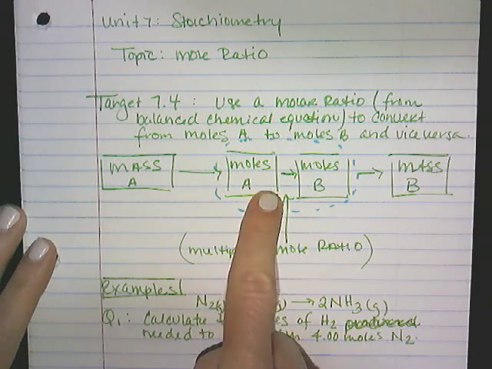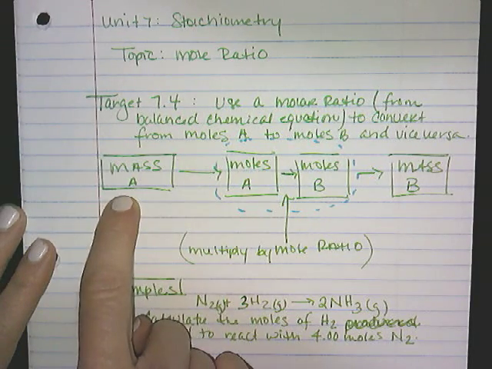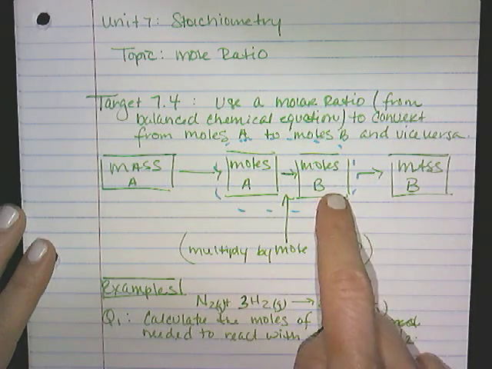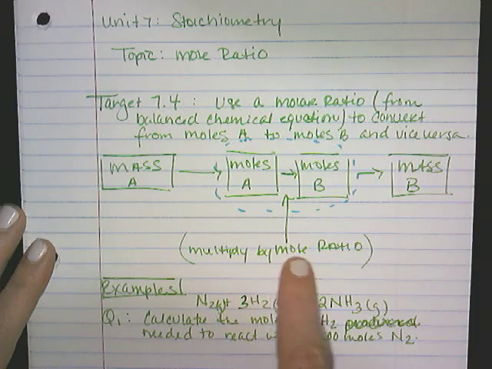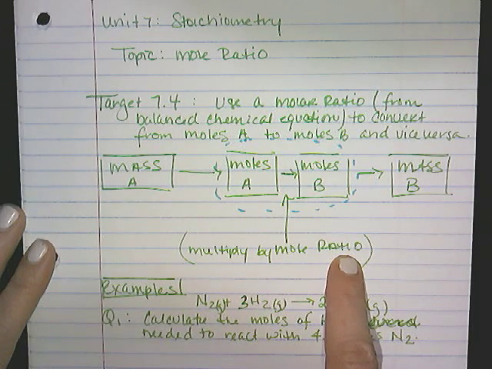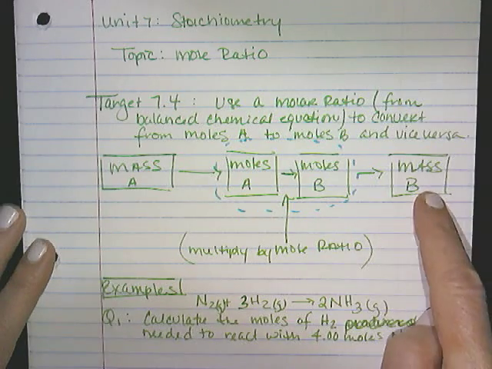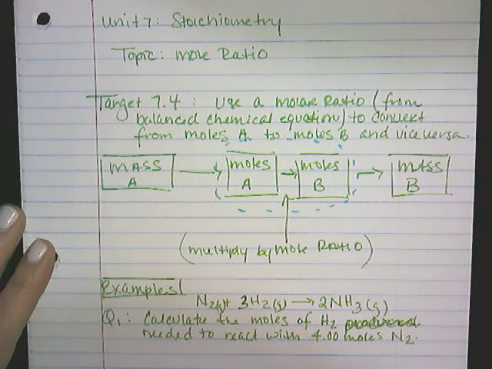Here is our flow chart. If we start with mass of substance A, we can then find moles of A, and from that we can multiply by the mole ratio to discover the moles of B, and from then we can calculate mass of B. Today's lesson involves just the part in the blue dotted circle.